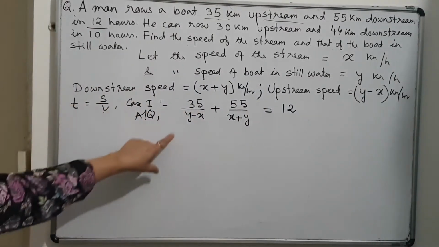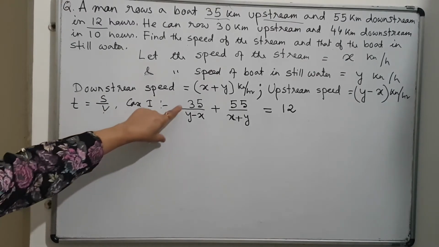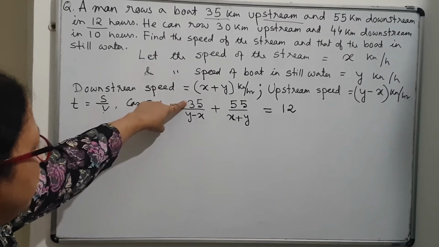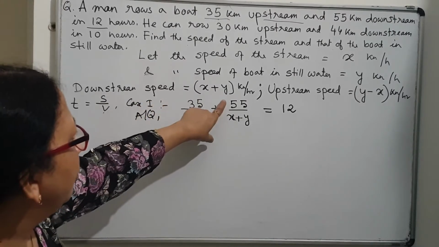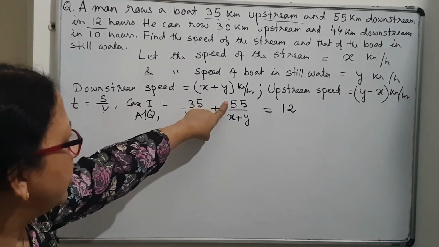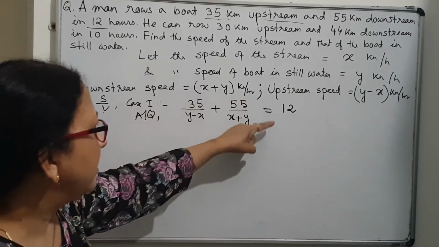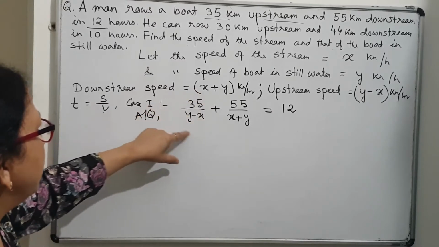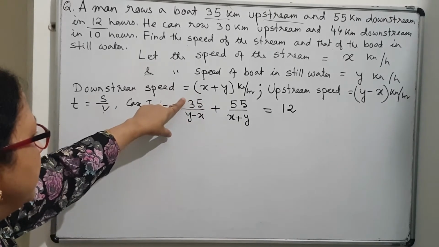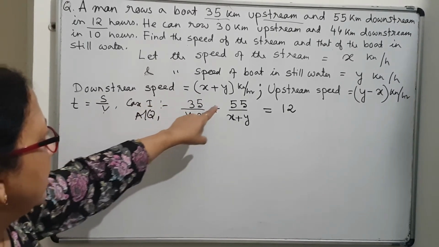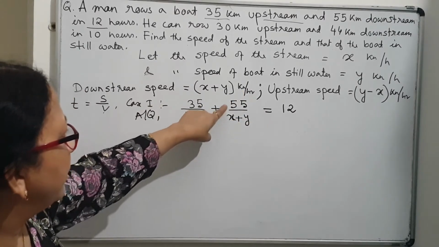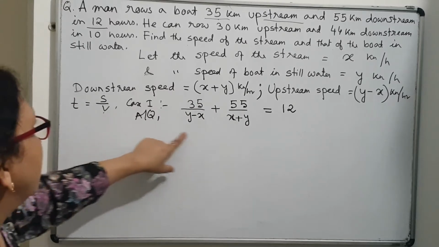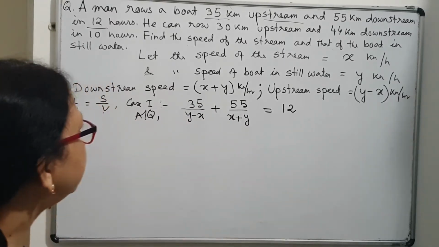In this way, we form the first equation from the first case: going 35 km upstream, then moving 55 km downstream, and the total time taken is 12 hours. This term gives the time taken in moving 35 km upstream, so distance by upstream speed, and this is the time taken in moving 55 km downstream, so distance by downstream speed. So the first equation is formed.